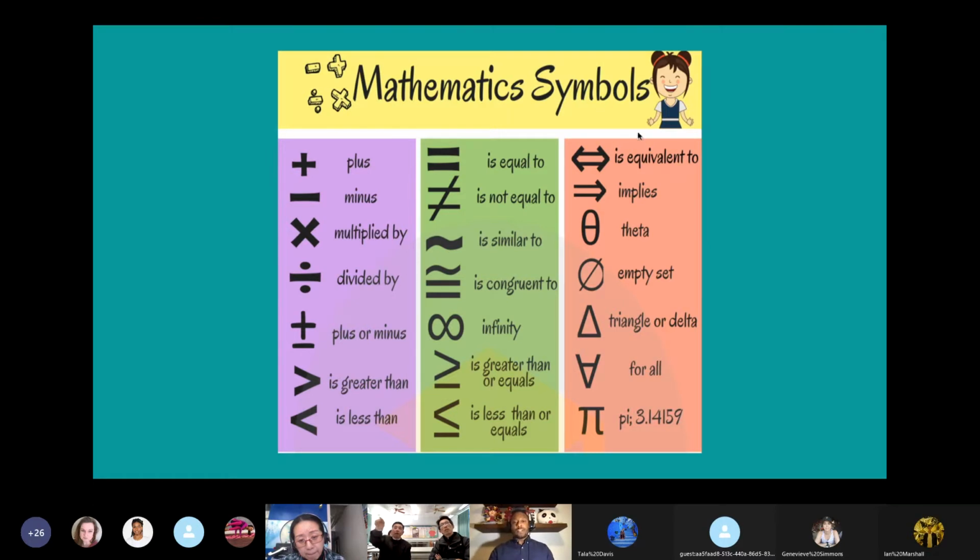Any other questions on the mathematical symbols? All right.